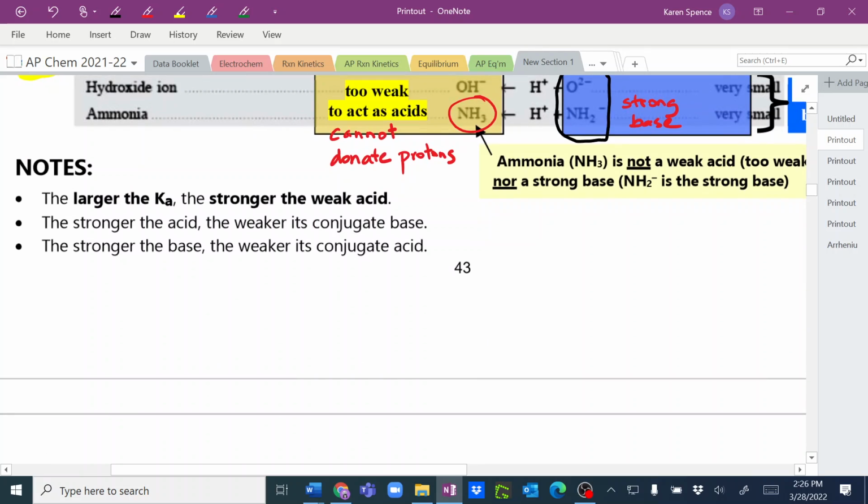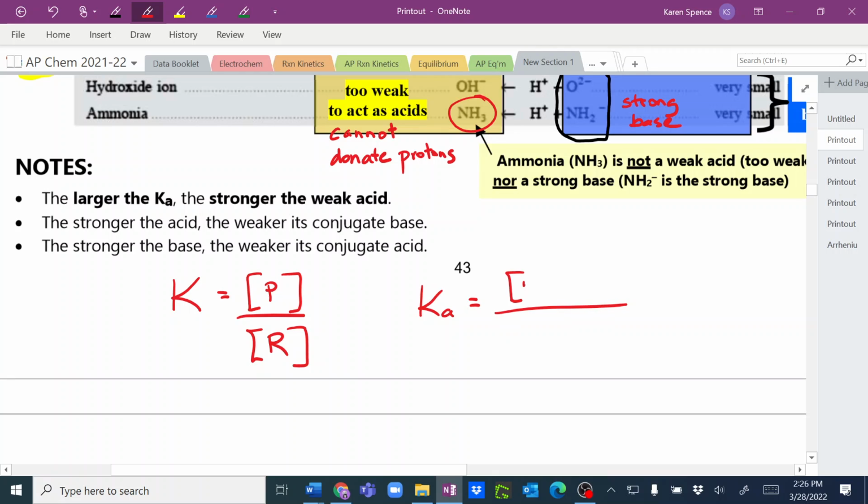And we also have K values for these. And what is a K value? K in general is concentration of what over what? Products over reactants. And so if we have a Ka value, that's going to be the concentration of the dissociated stuff, right? H plus times A minus over HA.